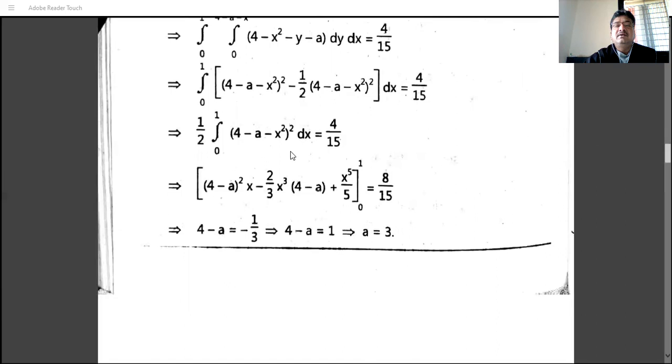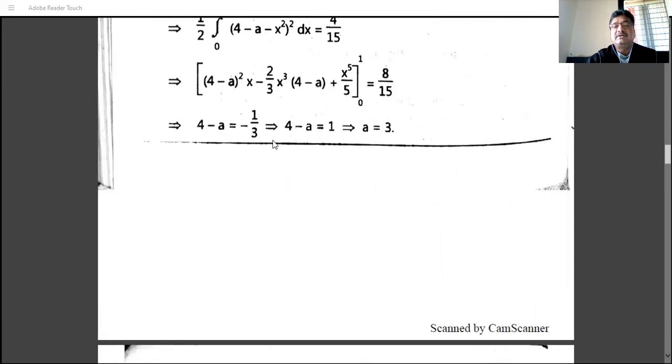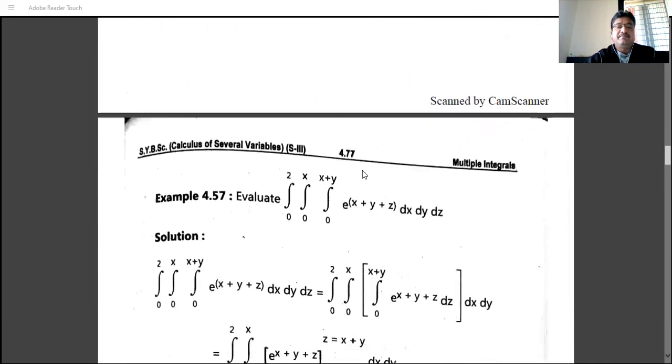And then simplify that and integrate with respect to x now. We get this answer. Square this bracket in order to simplify and solve the integration. Then integrating with respect to x, find the value at the upper limit minus the value at the lower limit. We get the value of a: the LHS is 4 minus a, and therefore a is 3.